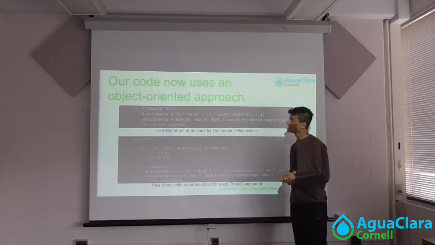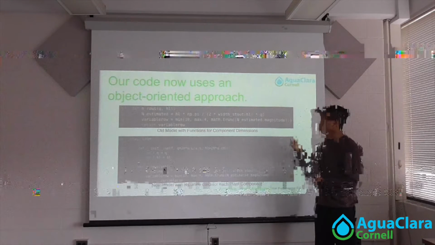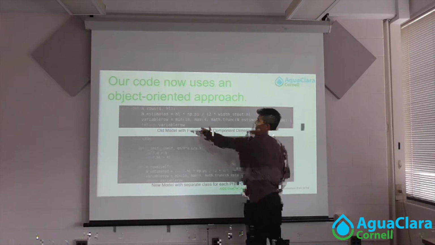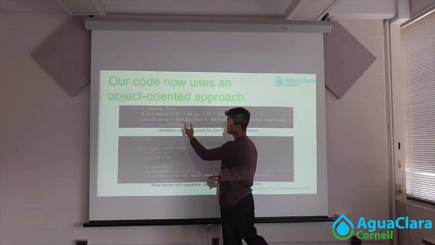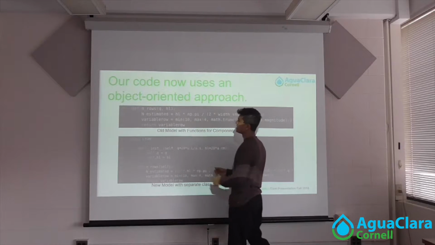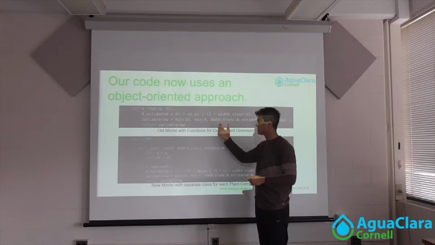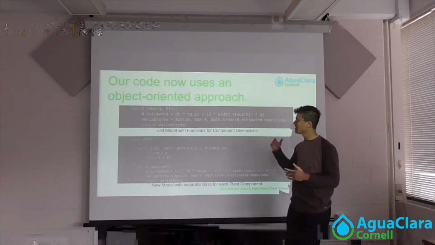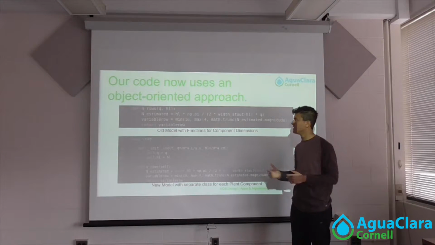Our code now uses an object-oriented approach. So in the old model, what we had is we had separate functions for calculating each dimension. So for example, here we have the number of rows. That has its separate function. So it takes in Q and HL, once again, flow rate and head loss, as its parameters, and spits out the number of rows. So what that did was it basically just imported data from outside files.